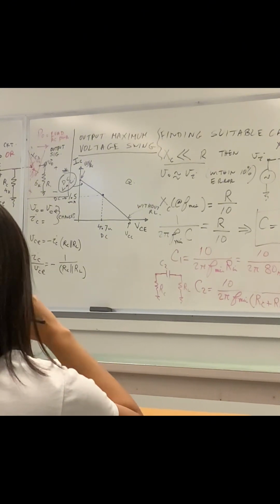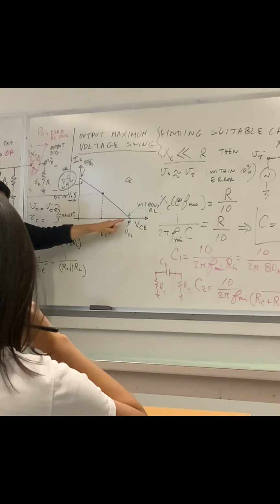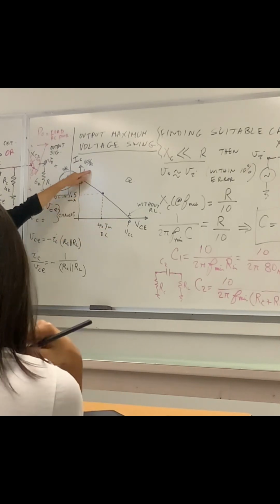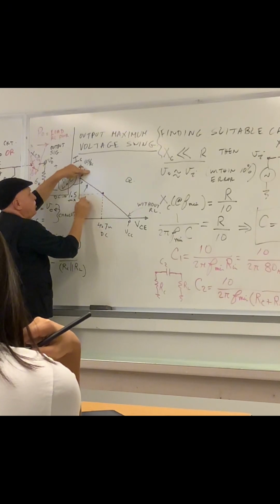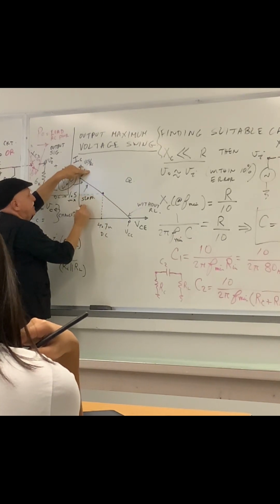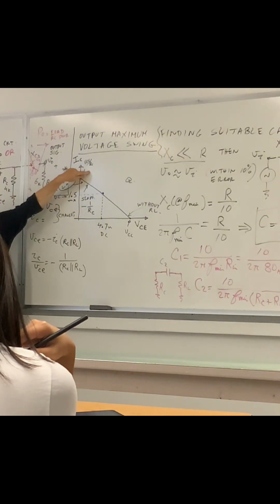Minus 1 upon RC RL. Bottom line is, you see the black line here? What's the slope of that line? Slope is minus 1 upon RC. That's the slope of the DC load line.